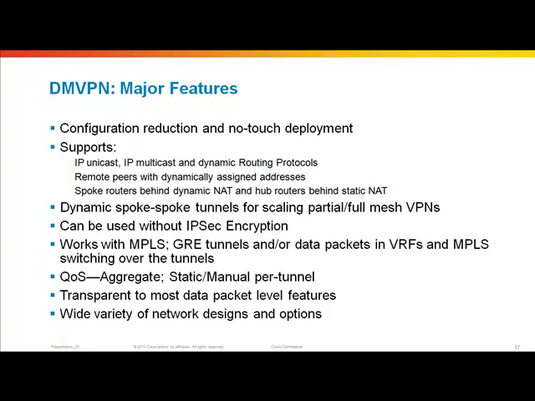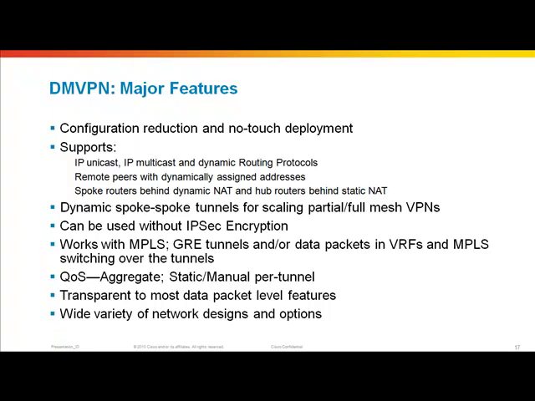Remote peers can have dynamically assigned addresses. So if I have spoke routers that are DSL connected or cable modem connected, for instance, where their ISP gives them their physical address on the fly, DMVPN supports that. As well as maybe your ISP gives you an RFC 1918 address, a private address, and then NATs you when you go out to the internet. Again, because of the dynamic nature of DMVPN, we can support this.